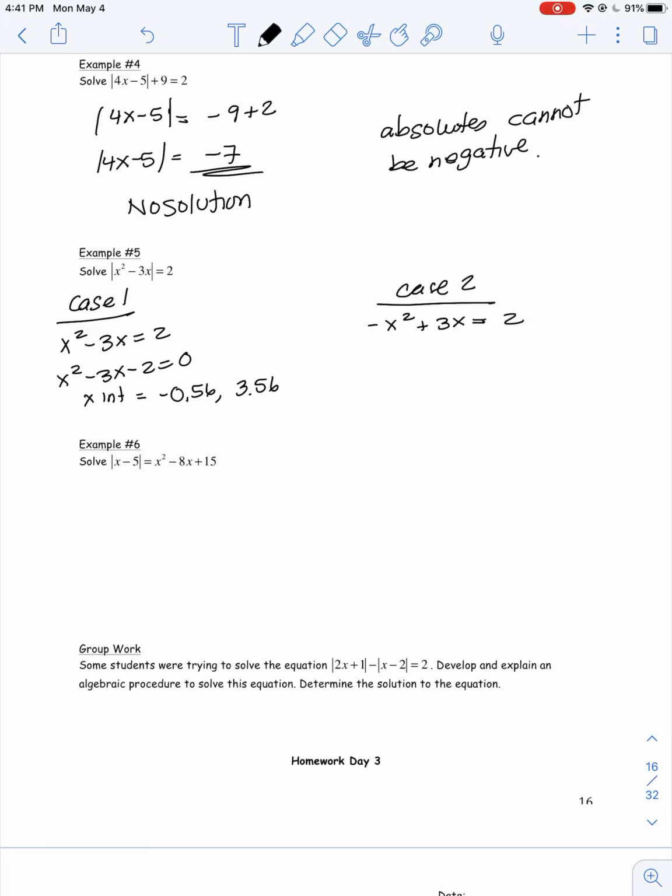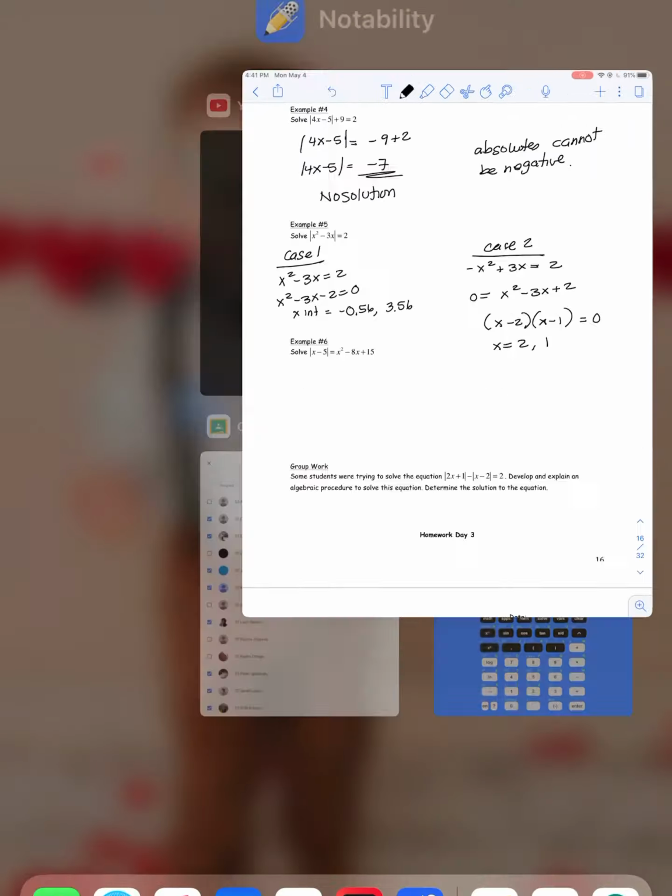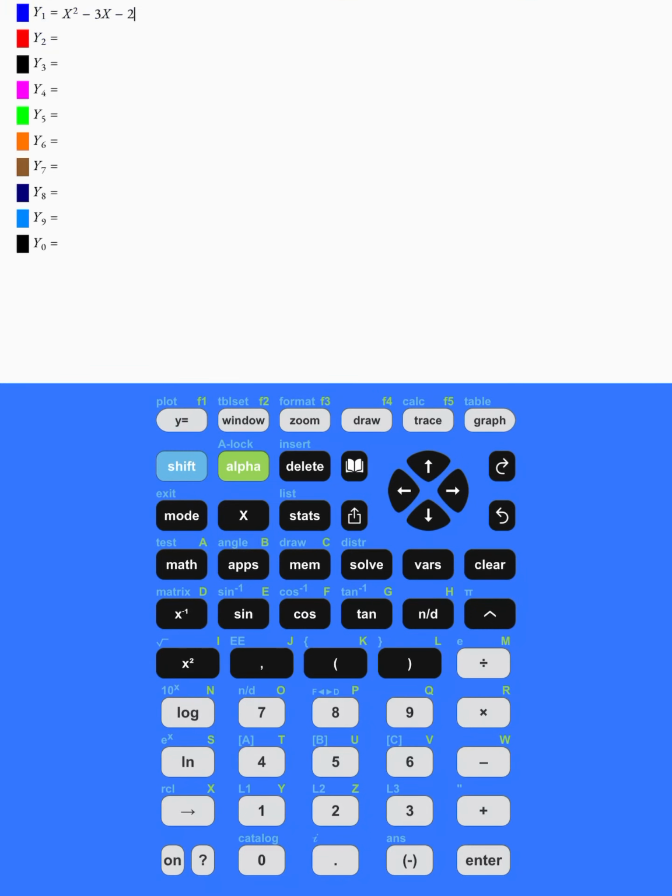This is going to be negative x squared, because you have to change the sign, positive 3x equals 2. So only what's in the absolute changes signs. We're going to bring everything to the right side to make it positive. So x squared minus 3x plus 2. This is not actually nicely factorable. We can find two numbers that multiply to 2 and add up to negative 3. So that would be x equals 2 and x equals 1.